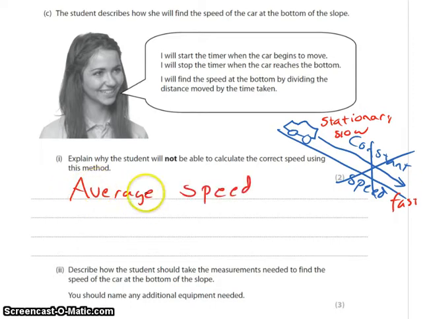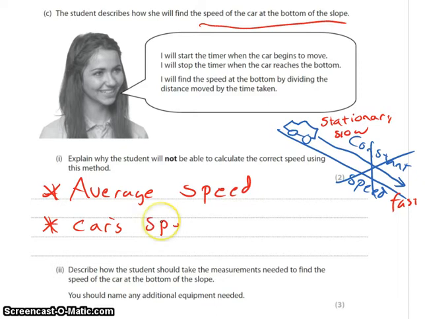So 1 mark here is for coming up with that decision that you realise that speed, distance, time gives average speed, and what we want, okay, is the speed of the car at the bottom of the slope. So we'll add to that and say the car's speed is not constant, or we could say that the car accelerates as it goes down the slope.